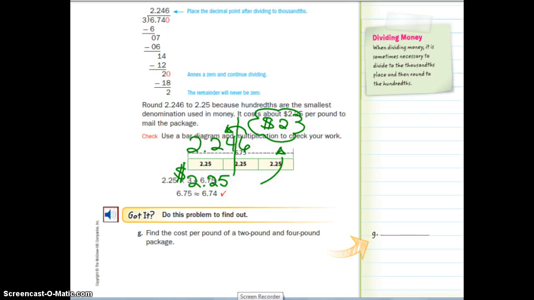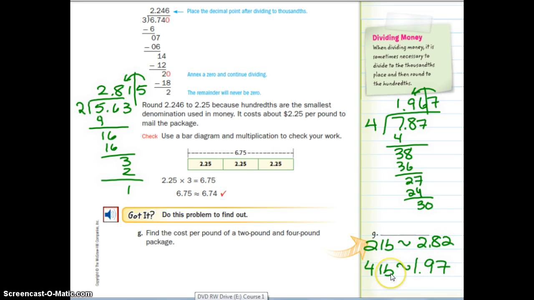Now it's your turn. You have to use the table above. Come back when you're done. Okay, so again, when we look at these problems, 2 pounds is a little over $5, so we know it's going to be around $3. That's my guess. And a 4 pound is approximately 8. That's $2. So my guesses are $3 and $2 respectively.